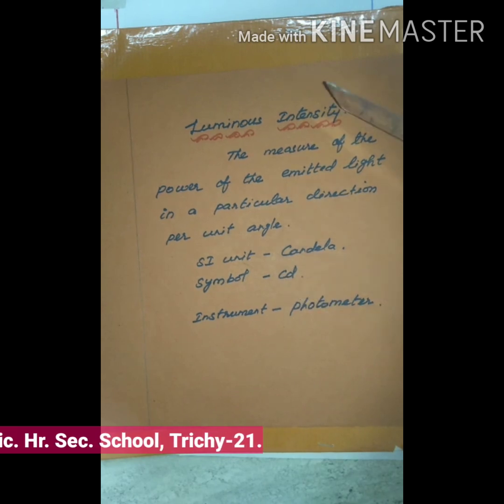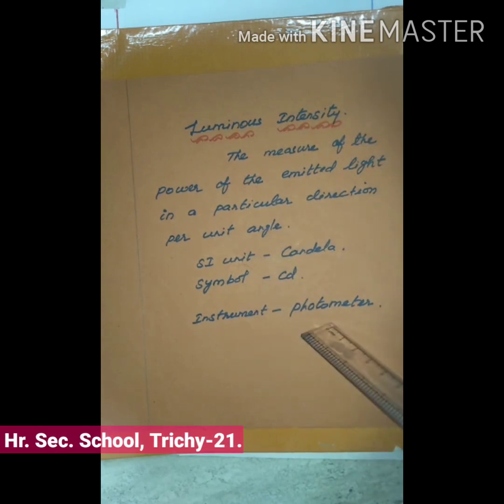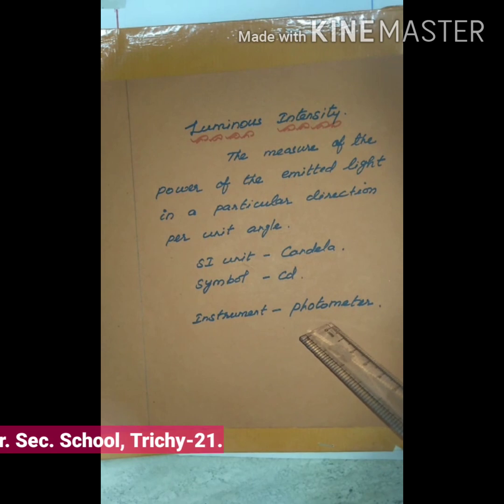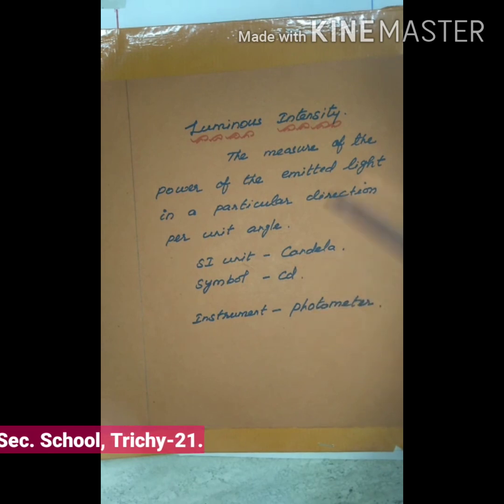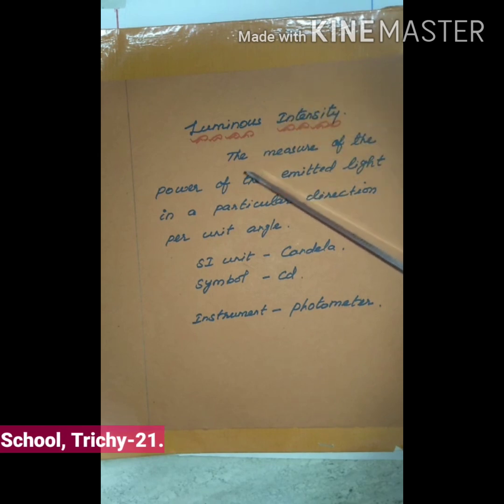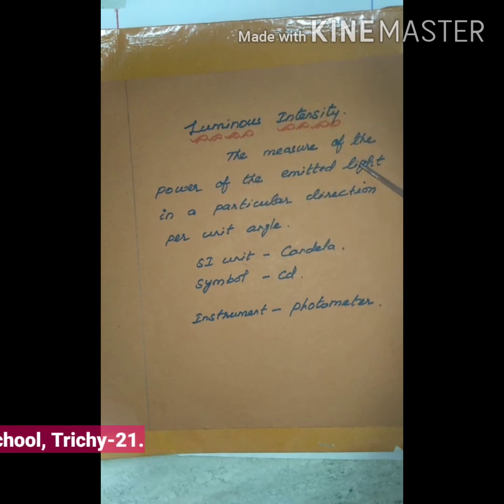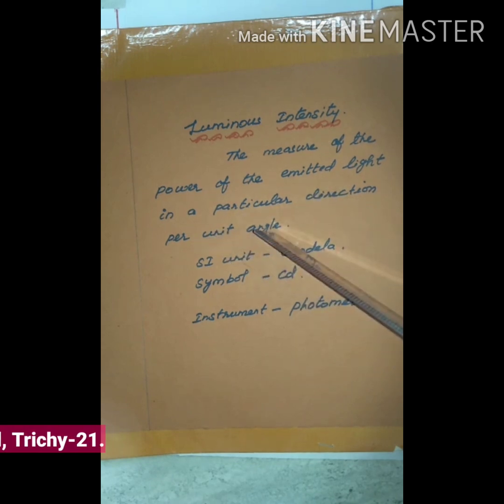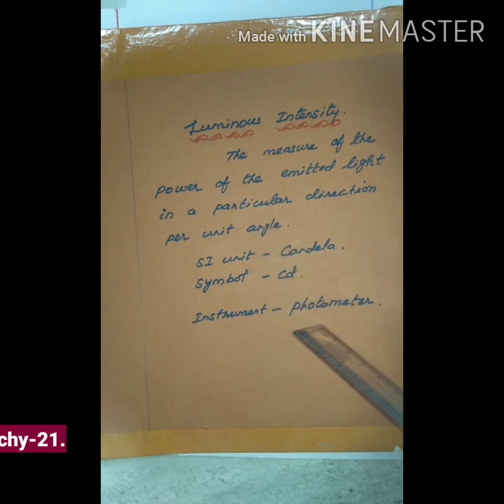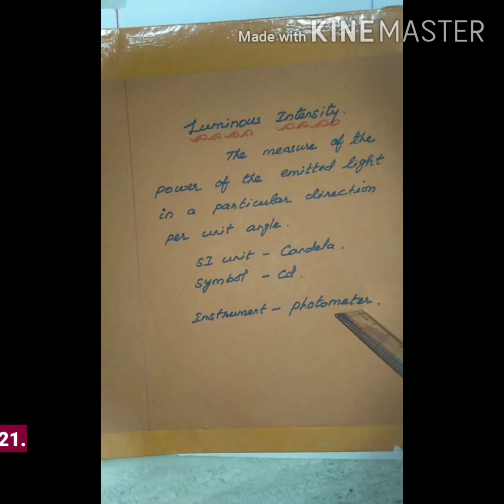Luminous intensity is measured with the instrument called the photometer. All of you clear about this? Luminous intensity is the power of emitted light in a particular direction per unit angle. What instrument is used to measure it? Photometer. Okay students, thank you for listening.